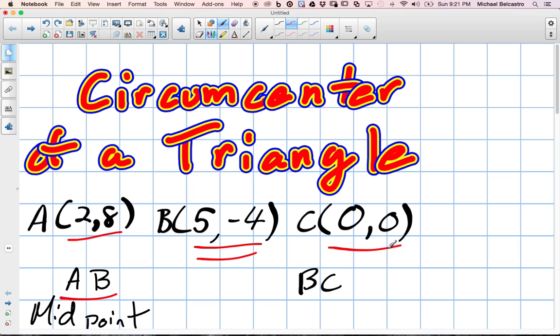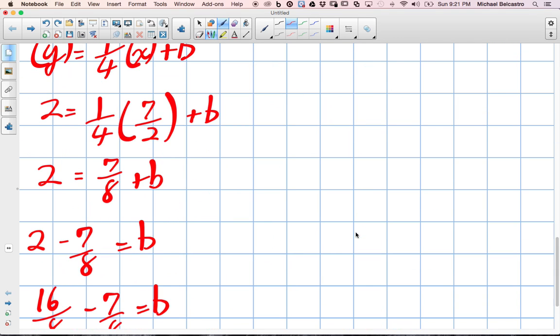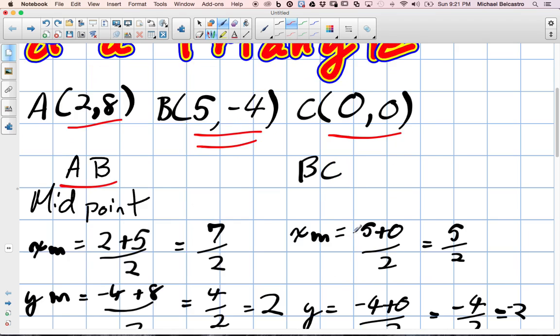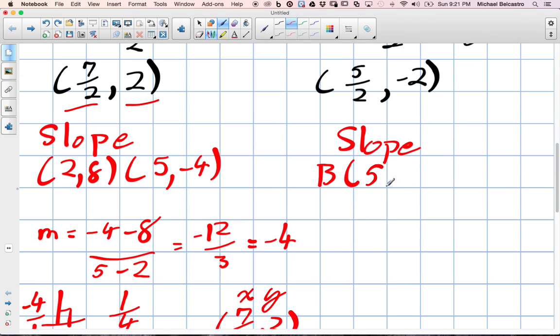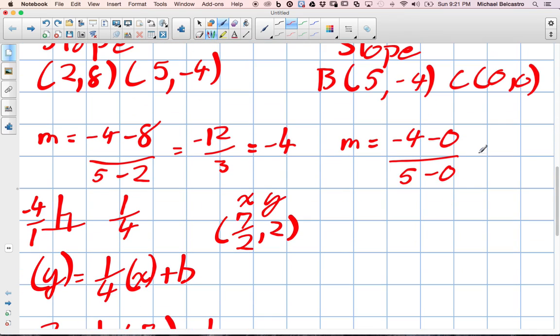So for BC, I'm going to find the slope. I'm going to write those points out again. Coordinate B was 5, negative 4, and coordinate C was 0, 0. So we find the slope, again, m, and we'll go negative 4 subtract 0, divided by 5 subtract 0. And our slope is going to be negative 4 over 5.